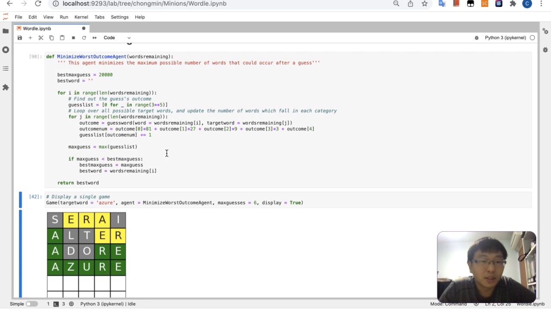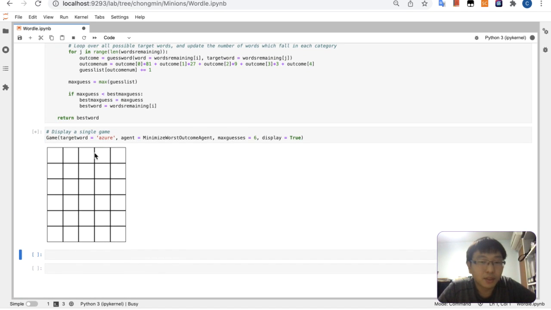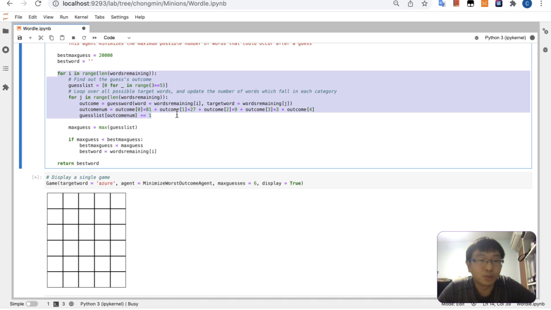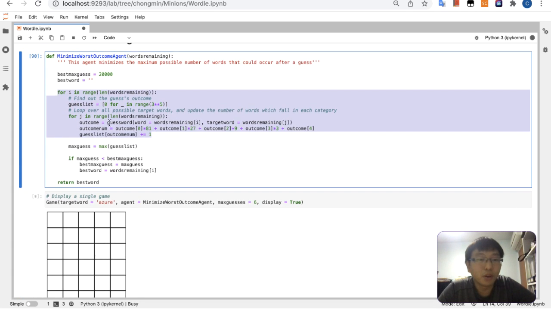Okay, so this is my agent. So let's say the word is like a zero. Let's try. Yeah, this actually takes quite a bit of time to run, so we have to wait a while. It's because we have to loop over this list, which is a huge list. So actually this agent is playing the Wordle game in hard mode.